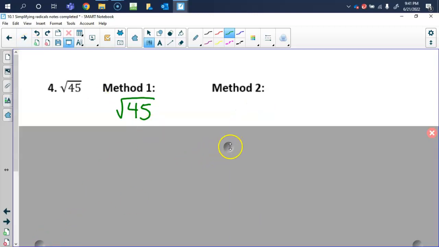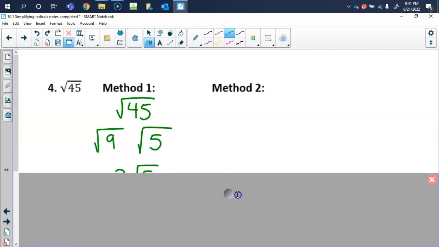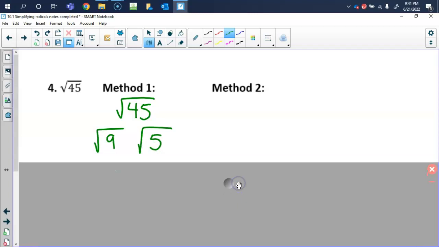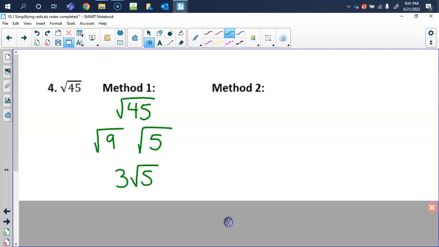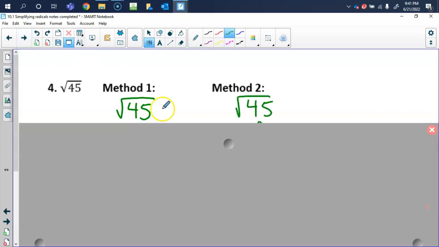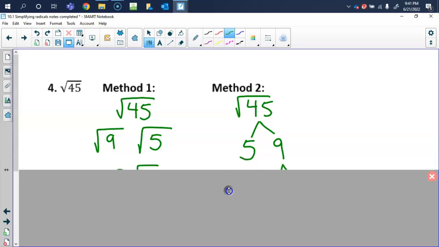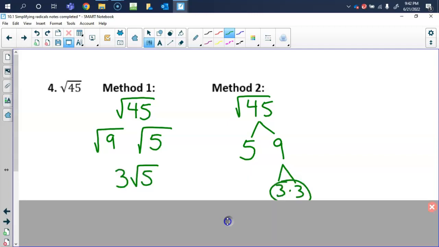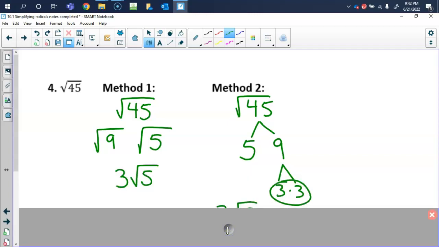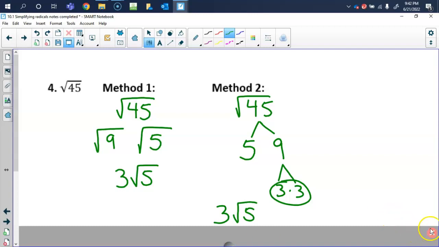Method 1 would be finding that perfect square. So it would be 9 times 5. Okay, what's the square root of 9? 3 times the square root of 5. Okay, the 5 can't come out because it doesn't have a pair. Okay, so now the next method is to do the factor tree. I still have 5 times 9, but this 9 can be broken into 3 times 3, right? Since this is a pair of numbers, it can come out, so then I have 3 times the square root of 5. Okay?